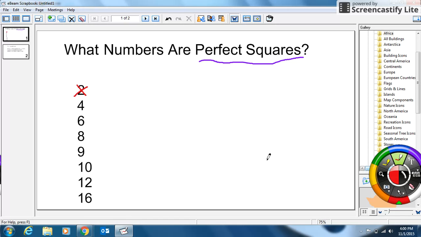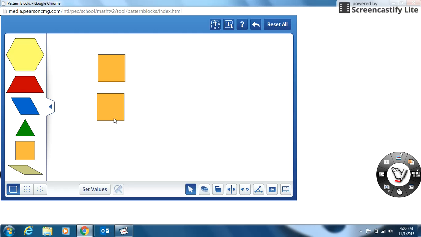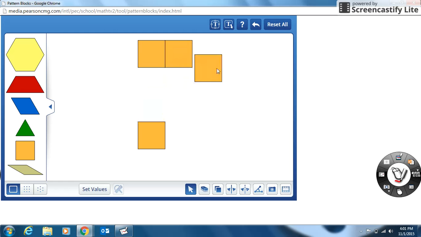Let's go to our next example, 4. Okay, so we already have 2 pattern blocks here, correct? Let's add another 2. So now we have 4 pattern blocks. What I'm going to do is make as many rectangles as possible. 1, 2. Okay, so there's one rectangle. I can also make it go this way. 1 by 4 this way.